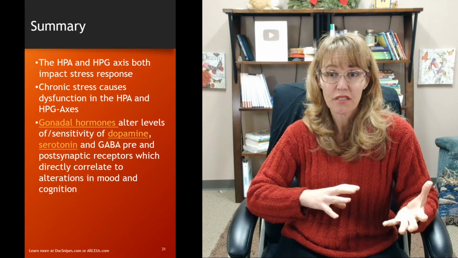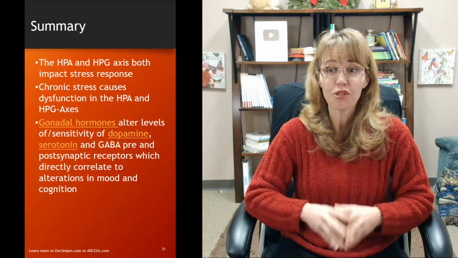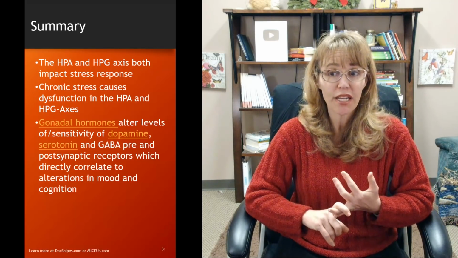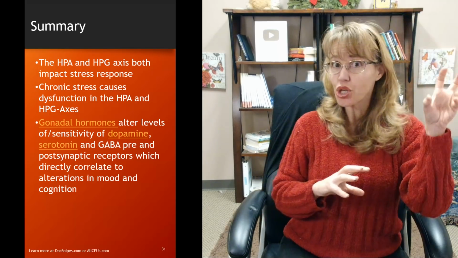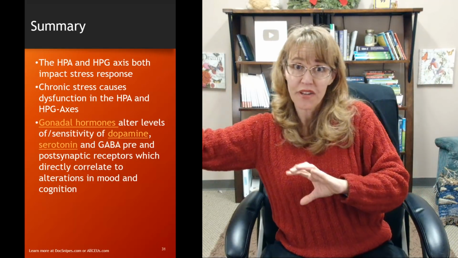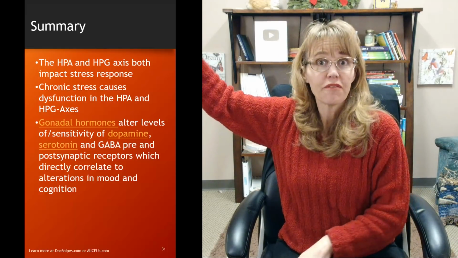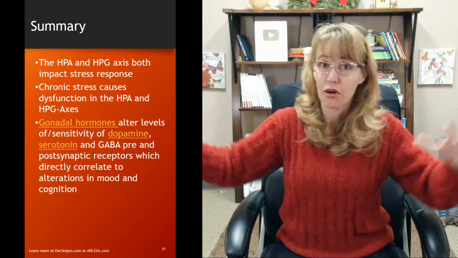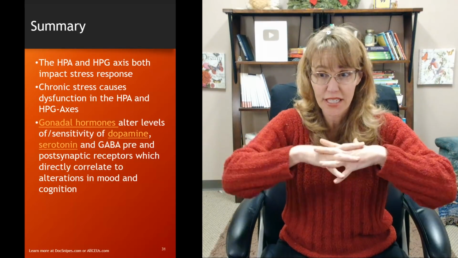Gonadal hormones alter levels of and the sensitivity of the receptors for dopamine, serotonin, and GABA. So if we have stress, that alters the HPG-axis, which alters your gonadal hormones, which is going to alter the sensitivity of your neurotransmitter receptors. We need to understand that it's all intertwined in that matrix.